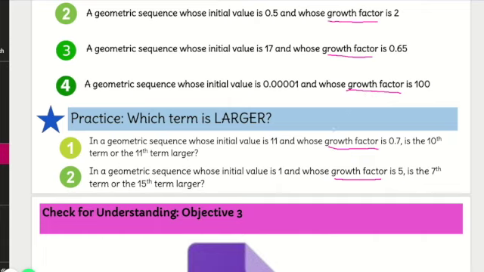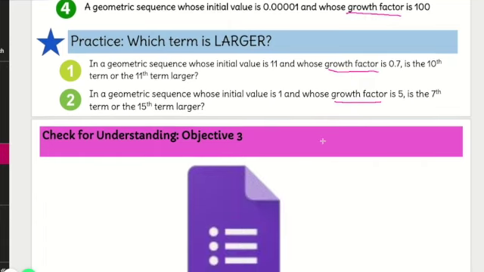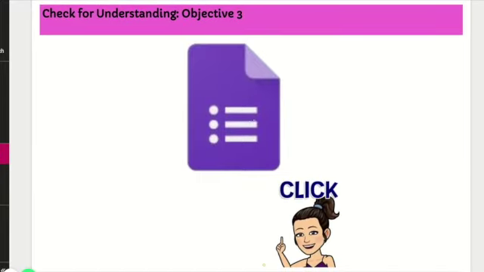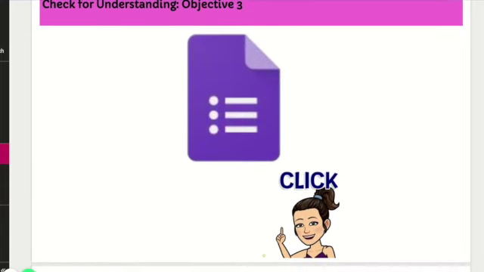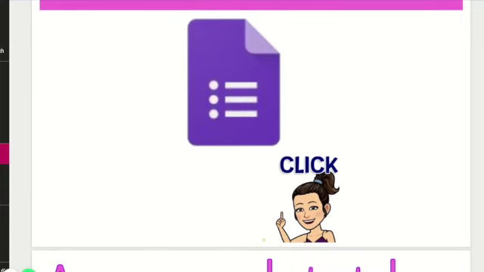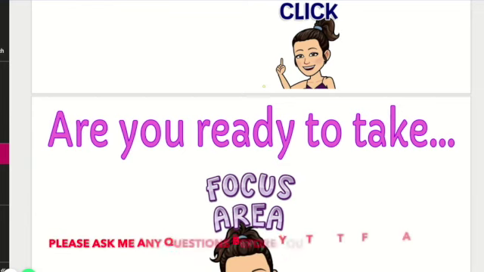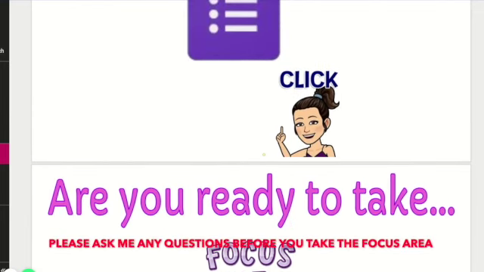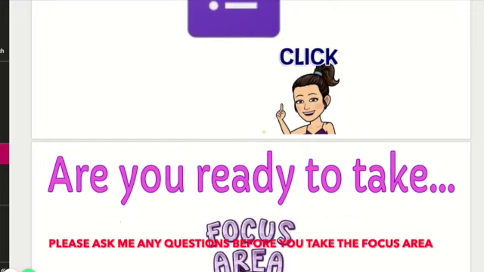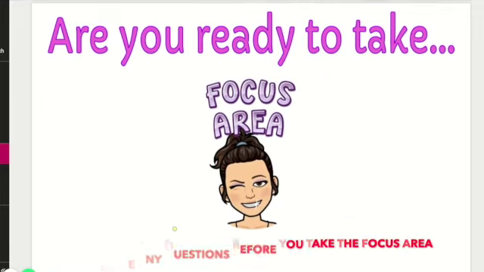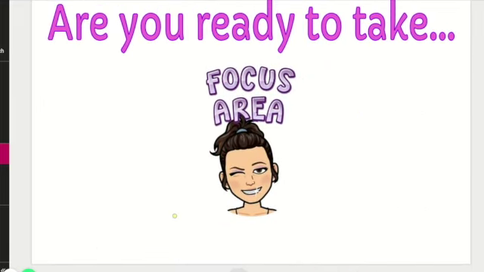Okay, so work on those, and then you can do your check for understanding for objective 3 to see if you understand what's going on. And if you feel ready and you've done well on objective 1, 2, and 3, the check for understanding, then you can go on to Summit and take your focus area for patterns and sequences.